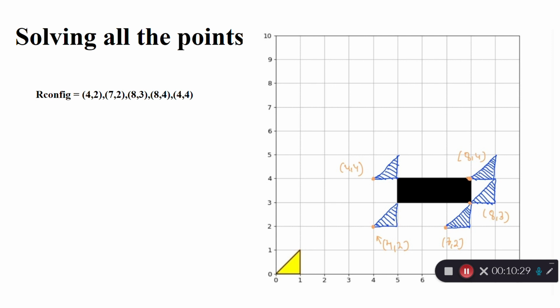Then from 7,2 it goes to 8,3, which is a translation movement, and we are not supposed to do rotation in it. So we are going from 7,2 to 8,3 without rotating the robot. As you can see, our configurations are 4,2, 7,3, 7,2, 8,3, 8,4 and then 4,4, where the robot will be moving from the starting position x to the ending position x, 4,4.